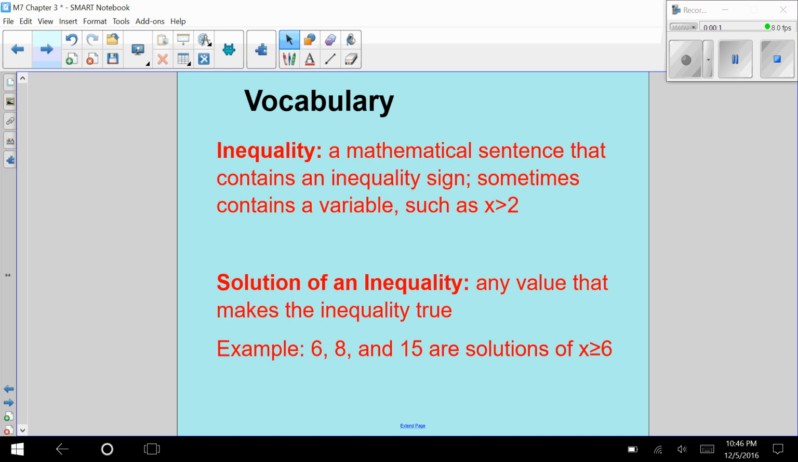An inequality is a mathematical sentence that contains an inequality sign. Sometimes it contains a variable. For example, we have x is greater than 2. A solution of an inequality is any value that makes the inequality true. So for example, 6, 8, and 15 are all solutions of x is greater than or equal to 6.